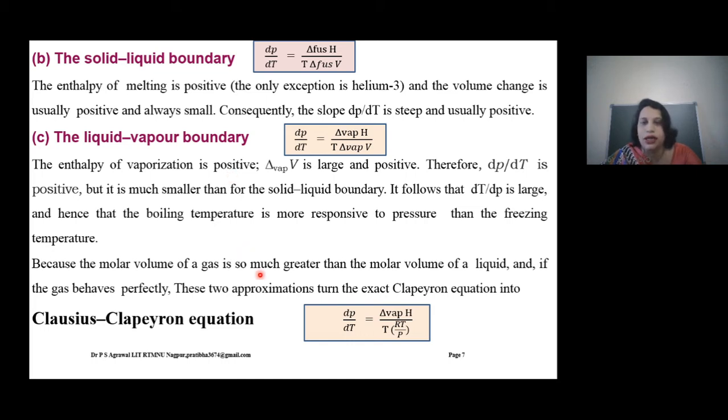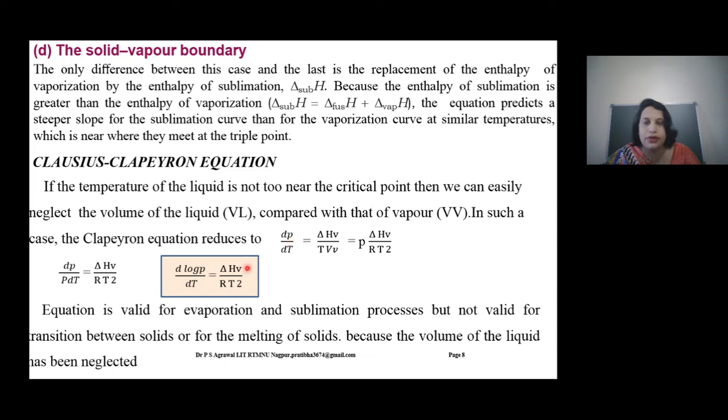Now we will come to the Clausius-Clapeyron equation. What is the Clausius-Clapeyron equation? Its derivation is given in the syllabus. We know that dP by dT is this, and for the derivation there are some mathematical steps which we have to follow. We will reach this equation. This equation is valid for evaporation and sublimation, but not valid for the transition between solids or melting of a solid.